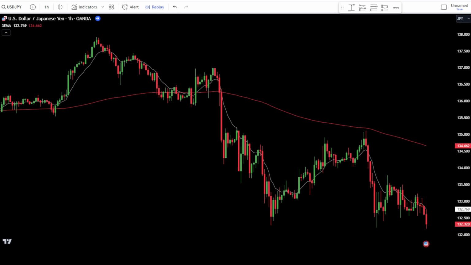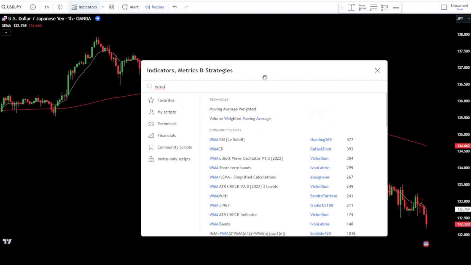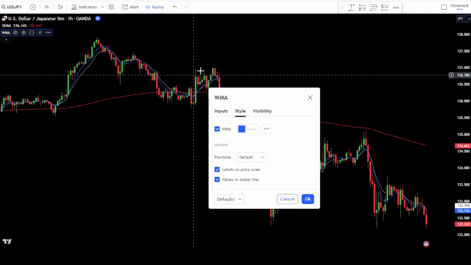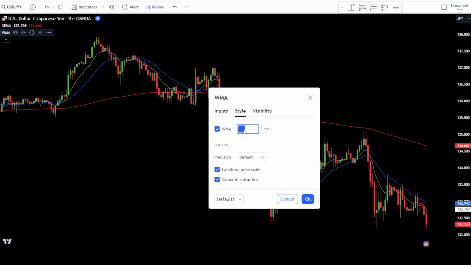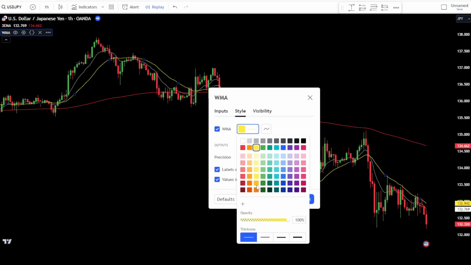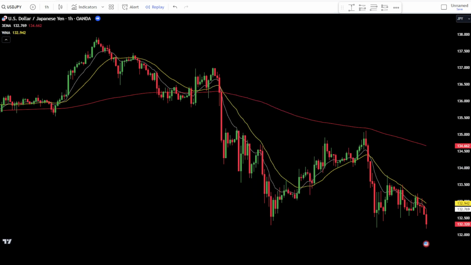Now, go back to the Indicator Search tab and type WMA or Moving Average Weighted. Select the default Moving Average Weighted from TradingView. After that, enter the settings for the Moving Average Weighted indicator. In the Input tab, change the WMA length to 30. Then, go to the Style tab. Customize the color and line thickness of the WMA, and then click OK to confirm the changes.